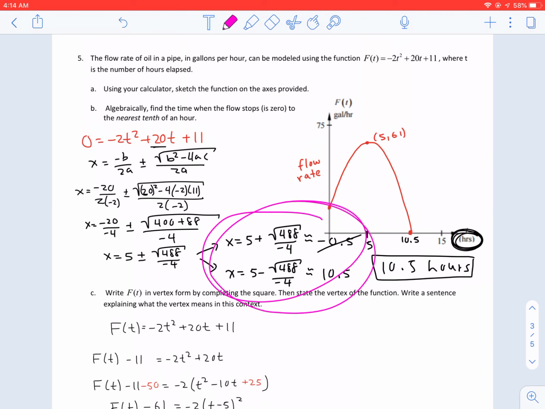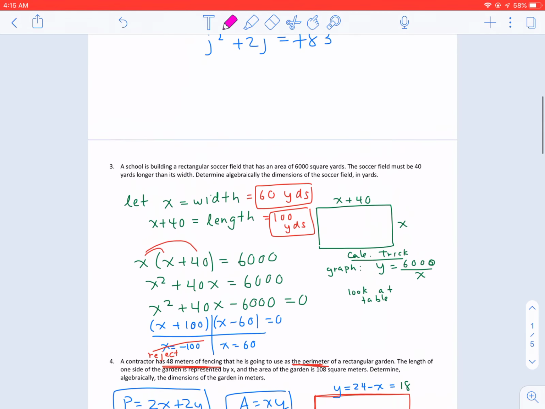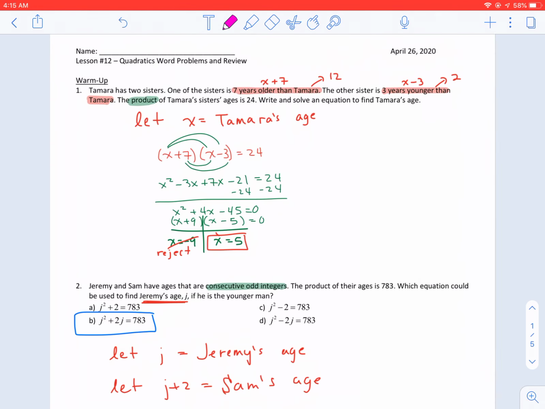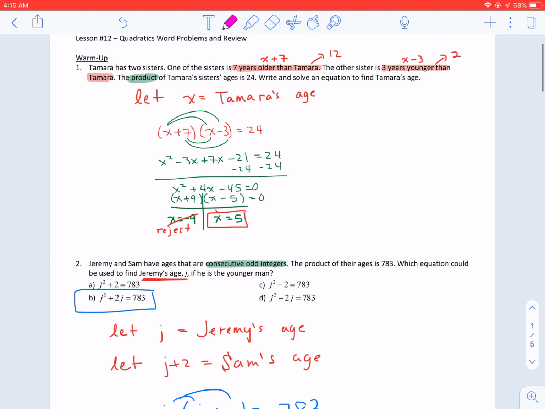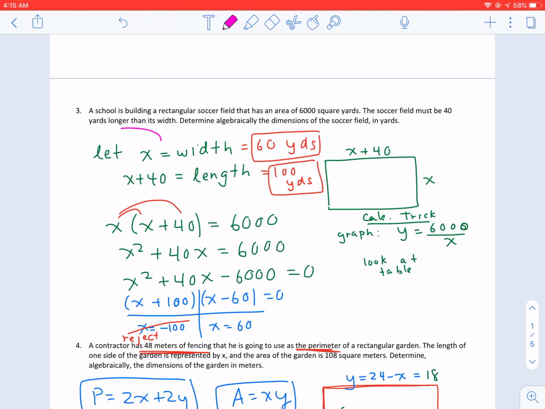So that's going to be it for today. So we're going to practice with some word problems for homework. Most important part again is the setup. Alright, think about your let statements. And if you have any questions, as always, let me know.